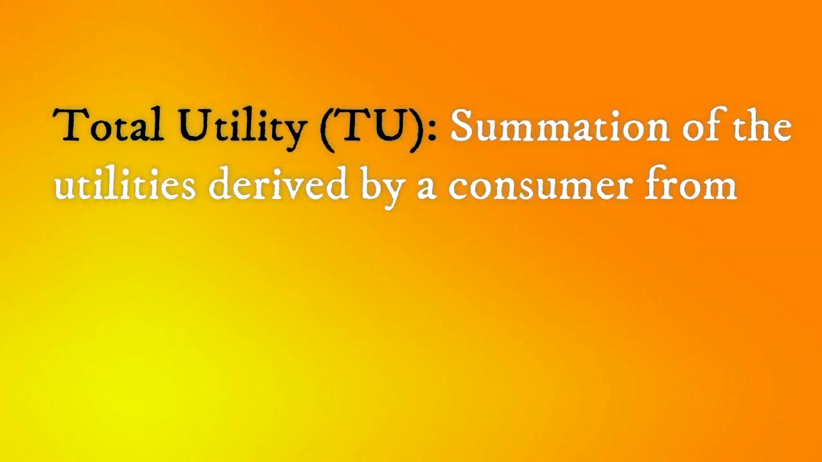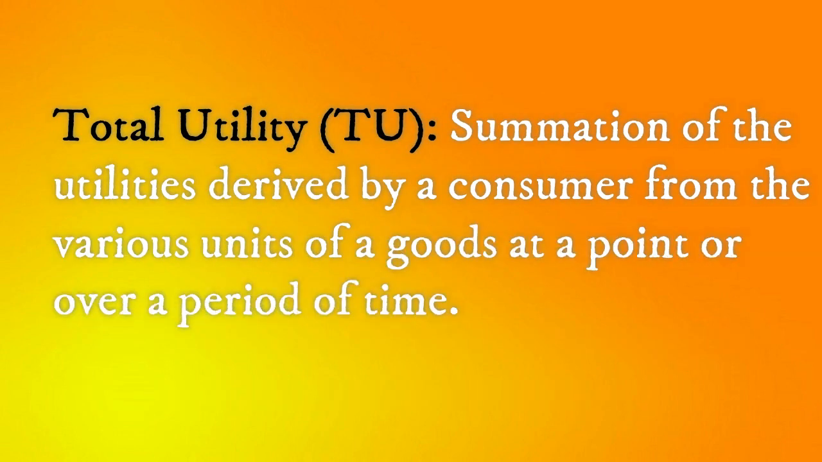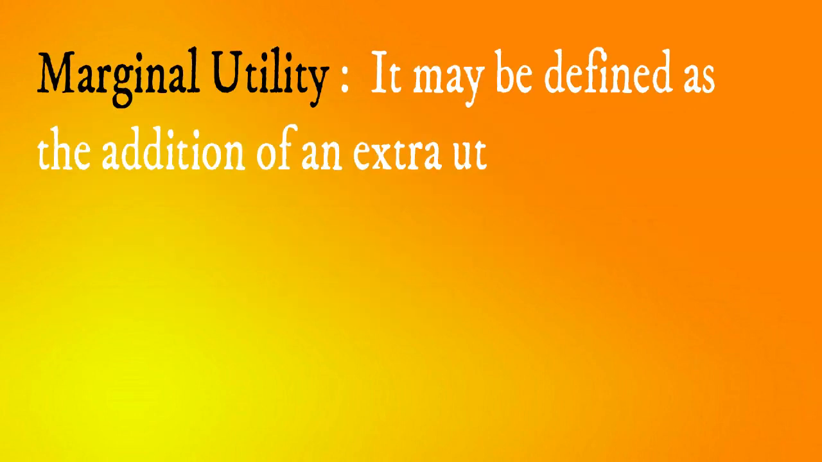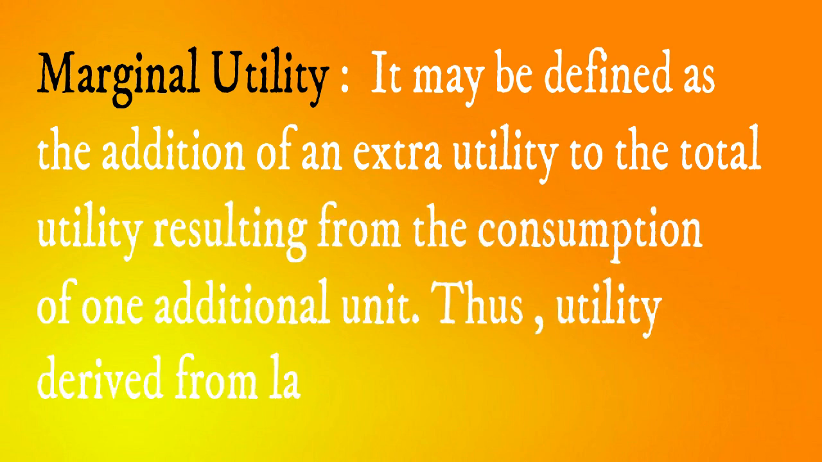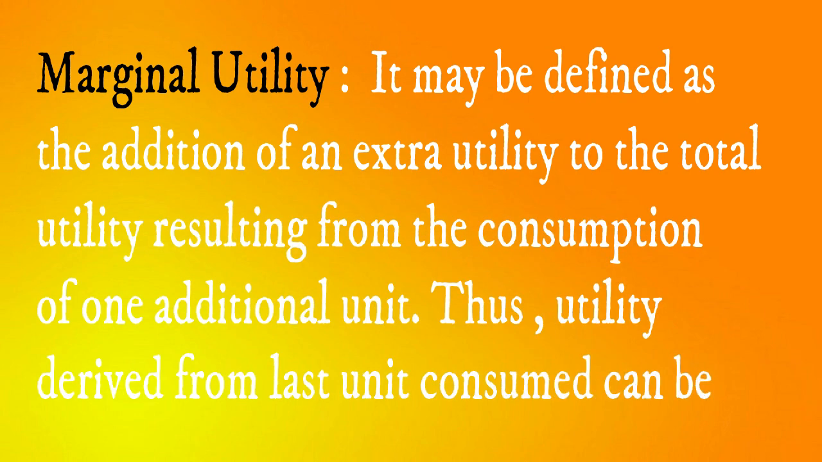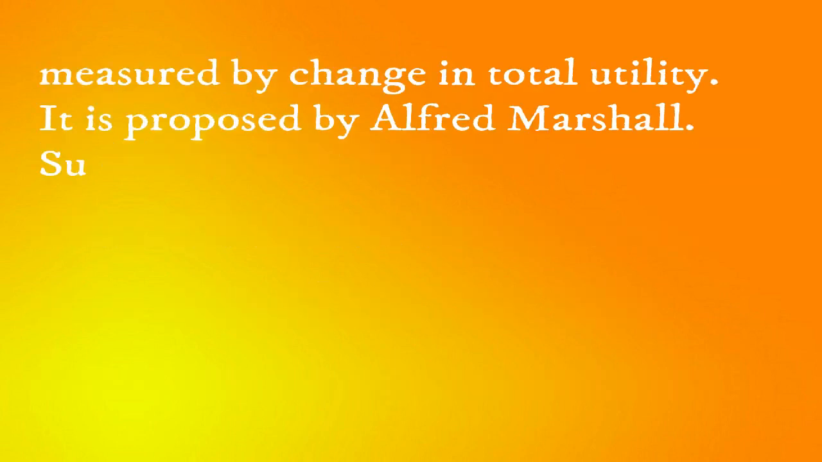Second utility is total utility. Total utility is the summation of the utilities derived by a consumer from the various units of the goods at a point or over a period of time. Marginal utility may be defined as the addition of an extra utility to the total utility resulting from the consumption of one additional unit. Thus, utility derived from the last unit consumed can be measured by the change in total utility.